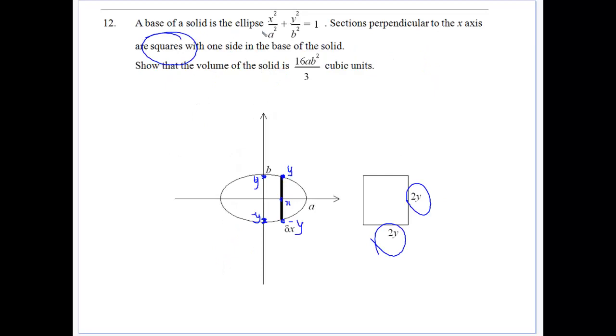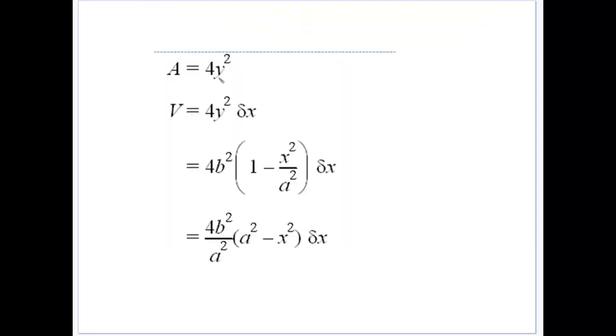Question 12, we've got the base of the solid being an ellipse, x squared on a squared plus y squared on b squared equals 1, and all our cross sections are squares this time, perpendicular to the x-axis. So again, delta x. But our base there is 2y, so our height would be 2y. So our area would be 4y squared.